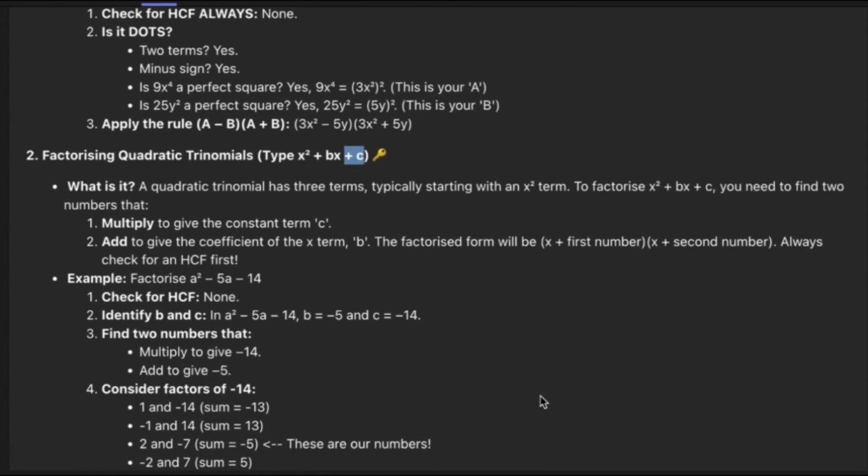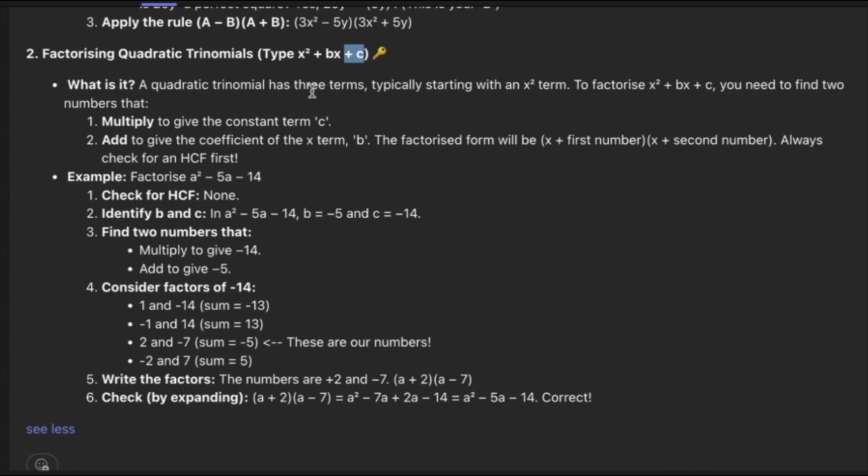What is a quadratic trinomial? Tri means 3, like tricycle. Quad means square. So we've got that x squared, we've got 3 terms, and it typically starts with an x squared, but like I said, it can be y squared, a squared, and then a p squared.